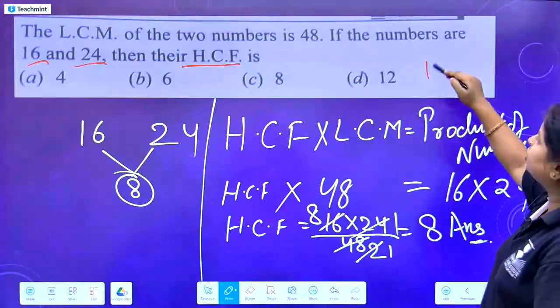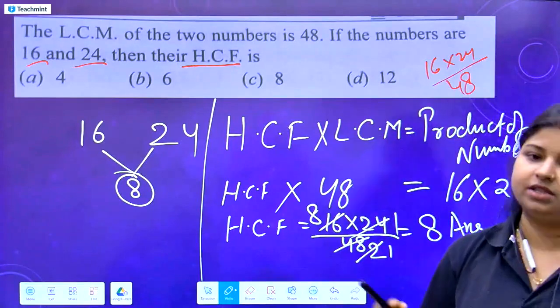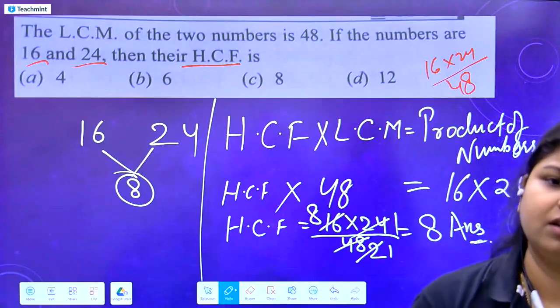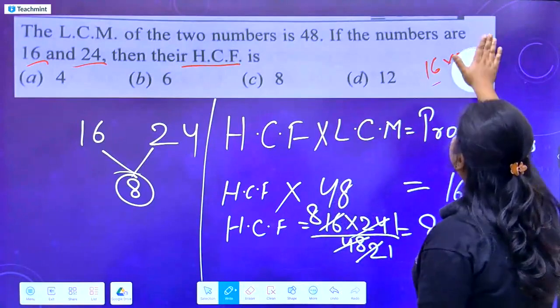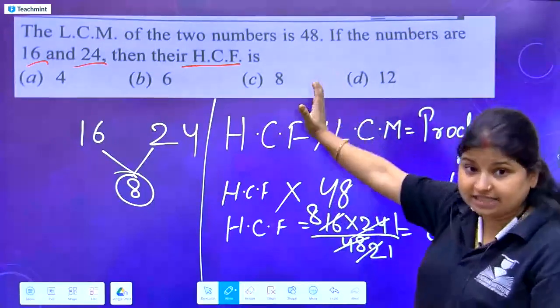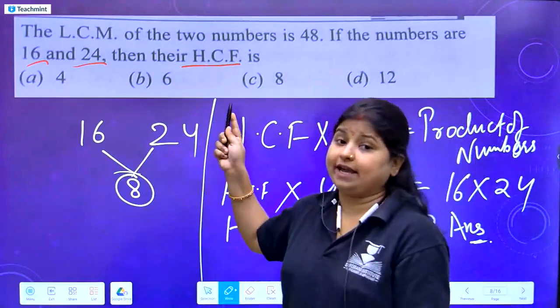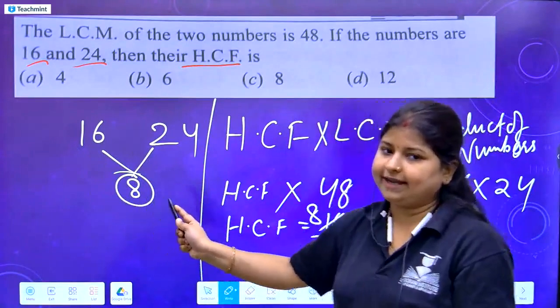Whenever you see this question, just do 16 into 24 upon 48. That's it. Nothing more than that. And then just calculate it, simplify it. And for this particular question, it was easier to calculate HCF using the difference method. I got my answer, 8.